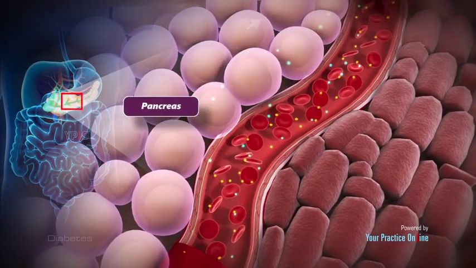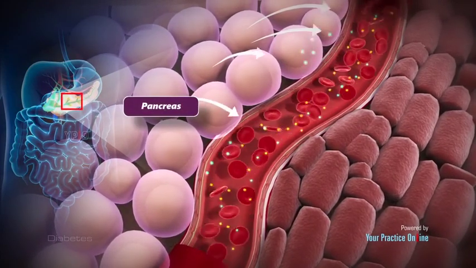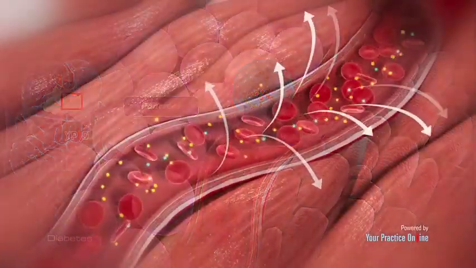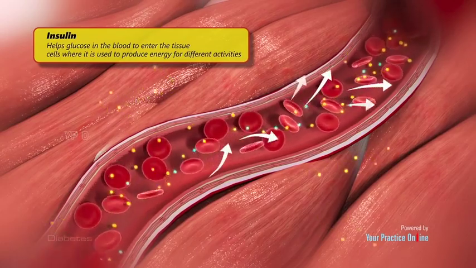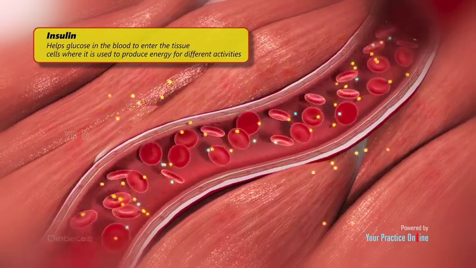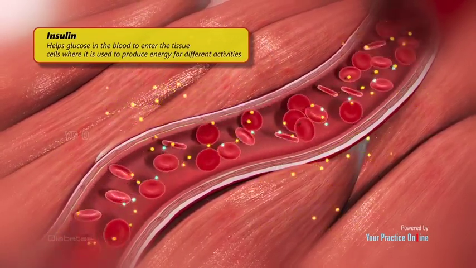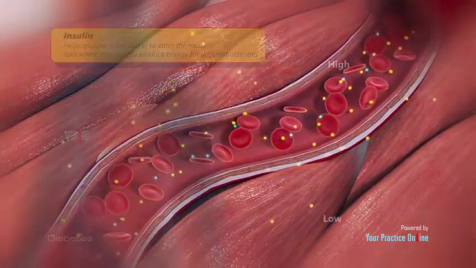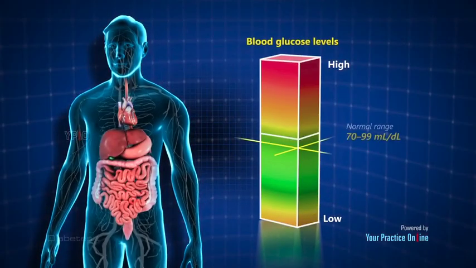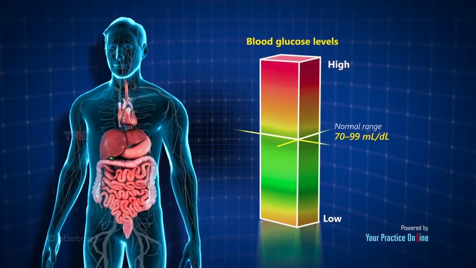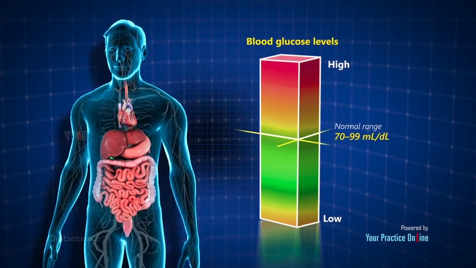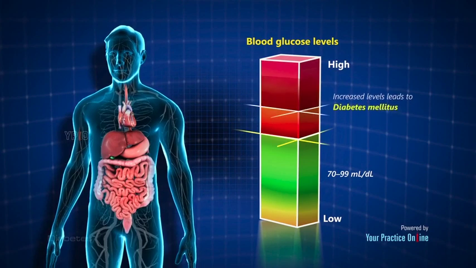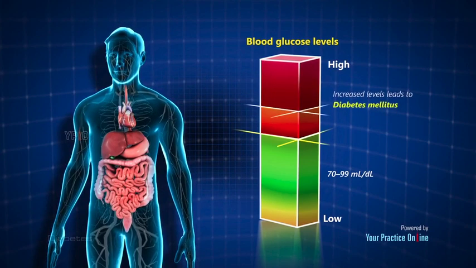Elevated blood sugar levels following a meal cause the pancreas to release a hormone called insulin. Insulin helps glucose in the blood to enter the tissue cells, where it is used to produce energy for different activities, thus bringing sugar levels in your blood down to normal. The normal range of blood glucose while fasting is 70 to 99 milligrams per deciliter of blood. Increased levels of glucose in the blood leads to diabetes mellitus.